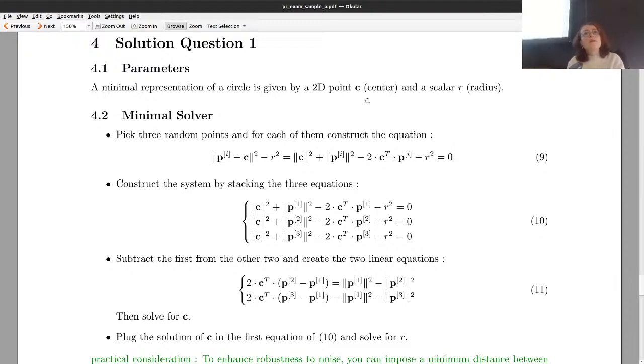Yes? I didn't understand. Are we considering 3 equations because we have 3 parameters, 2 for the center and 1 for the scalar radius, or because for 3 points there is a circle that passes through them? Okay, so the question is why do we have 3 equations here, although we're not there yet. The answer is that we need 3 points in order to uniquely determine a circle. So we need that all 3 of these points belong to the same circle. So we write the equation of the circle for each of them, and then this allows us to uniquely determine this C and R.